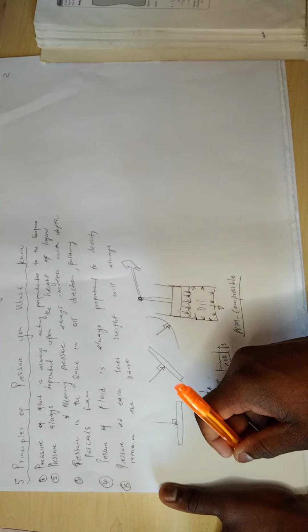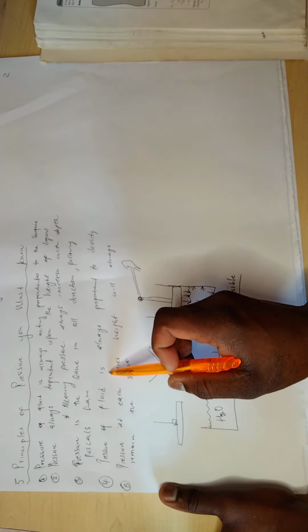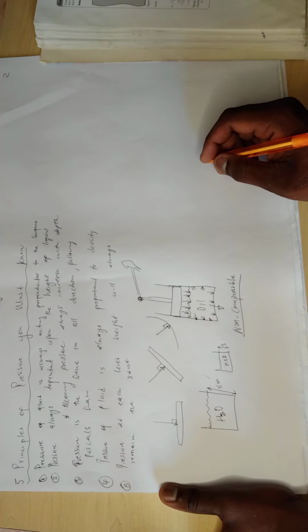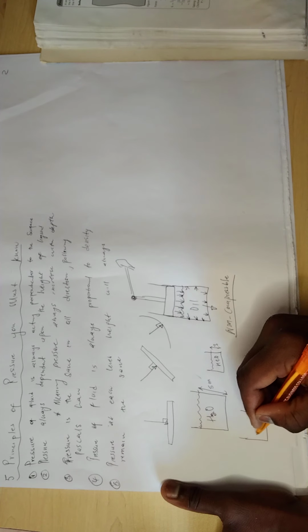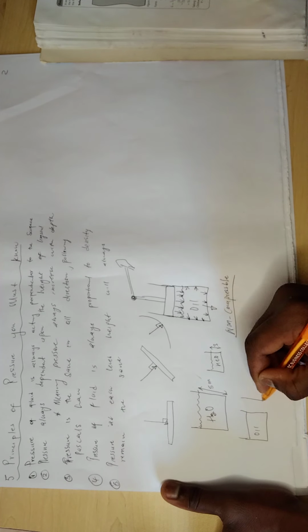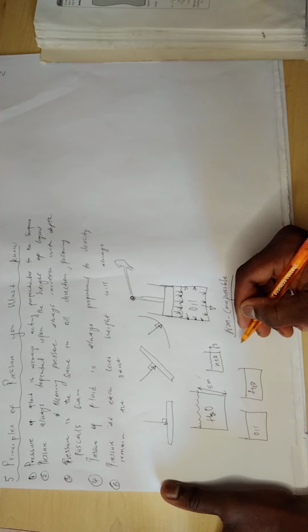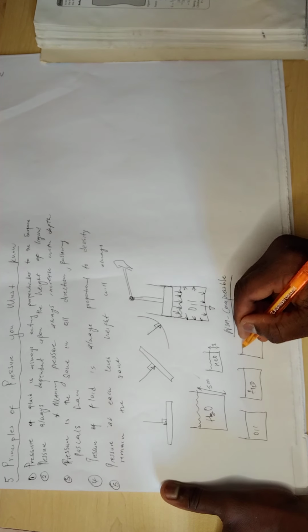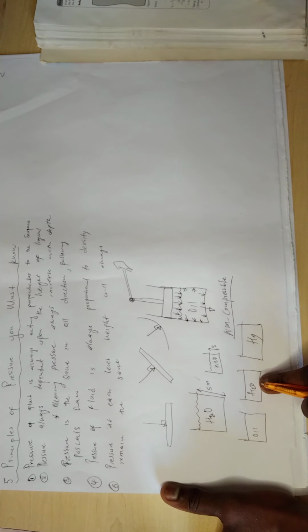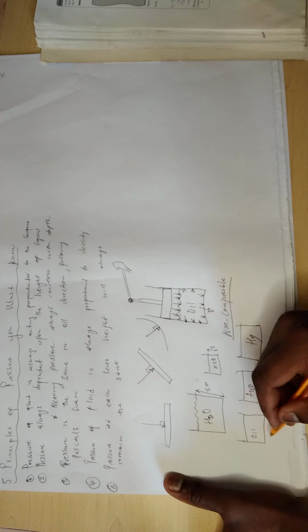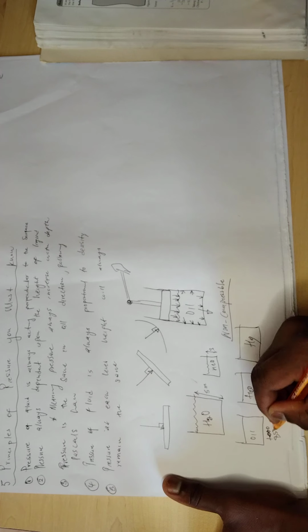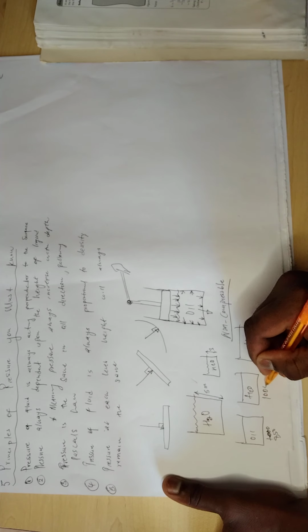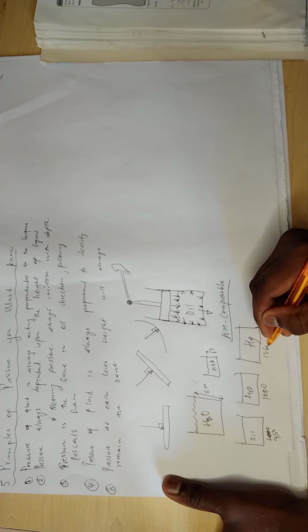Principle number 4 says that pressure of fluid is always proportional to density. Suppose we have 3 containers. Here it's oil, here it's water, and here it's mercury. We have oil, water, and mercury, right? We know the density of water, it's 1000. The density of oil is 850, the density of water is 1000, and the density of mercury is 13,600.